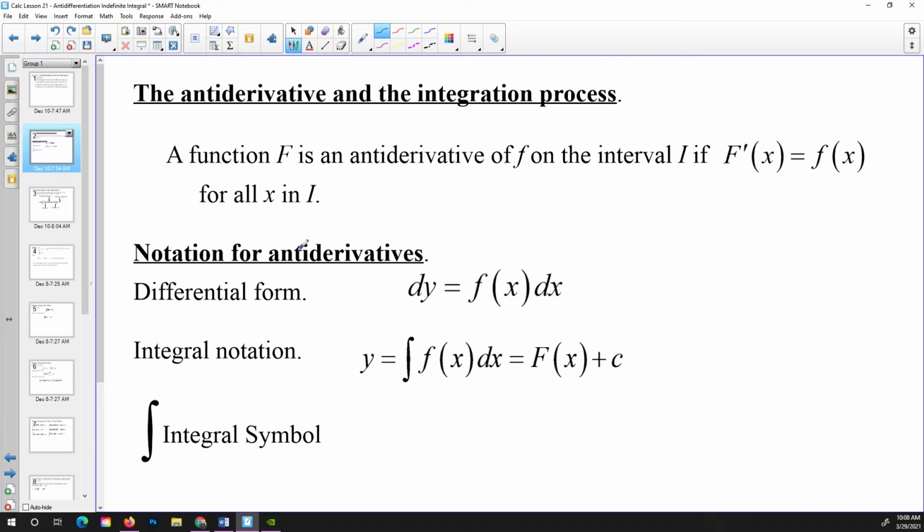Some notation for antiderivatives in the context of this first definition. The differential form that we talked about at the end of the last unit is dy equals f of x dx. The integral notation of that will be that y is equal to the integral of f of x dx, which will be equal to capital F of x plus some constant c. This symbol right here is known as the integral symbol.